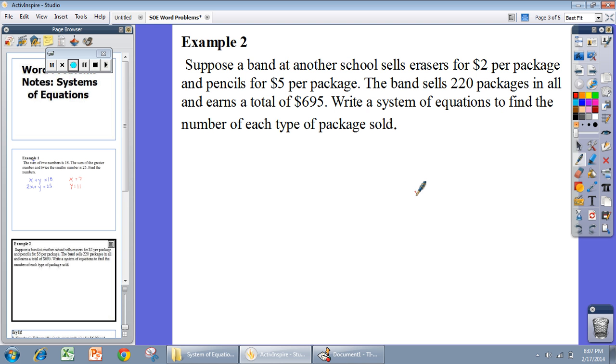All right, so money goes with money. How much did your erasers cost? $2. All right, so I'm going to say 2E. How much did your pencils cost? 5. All right, so plus 5P. Ooh, make that a little bit prettier. 5P. And how much money did we make? $695. Yay, money.